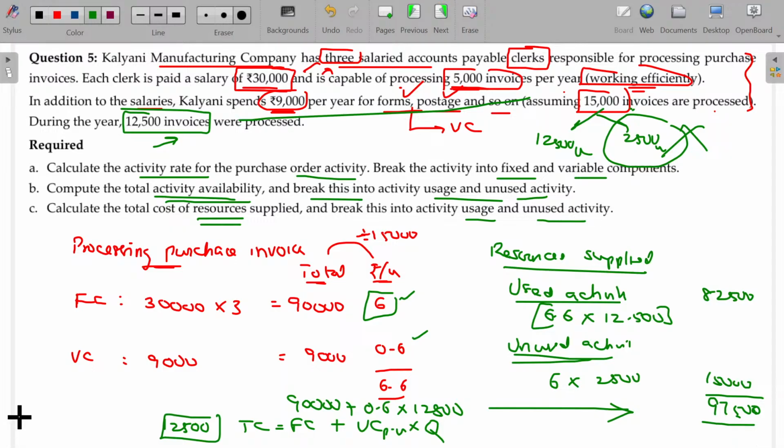Anyhow, how you can state that is very simple. Based on the used activity, you have to show it separately. For the unused activity, only the fixed cost will be taken. Because we can recover only 82,500 from the customer. There is no other way. The loss can be debited to the P&L. What about the decision of the management?